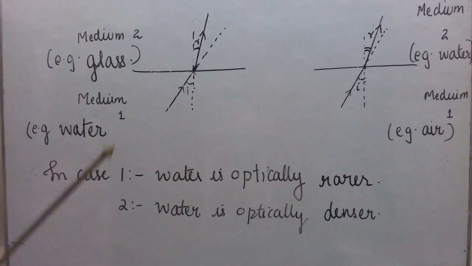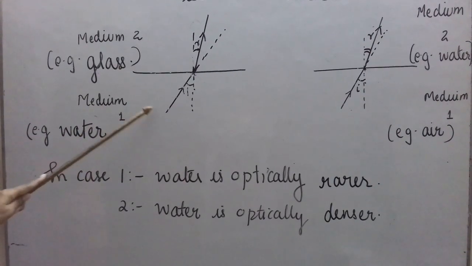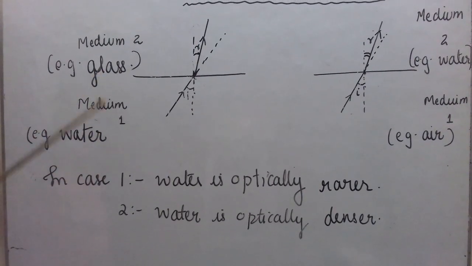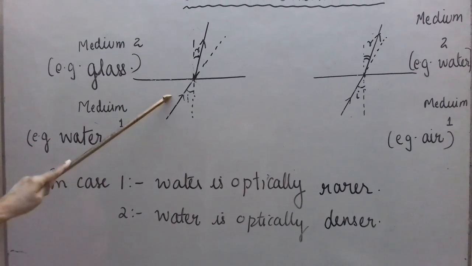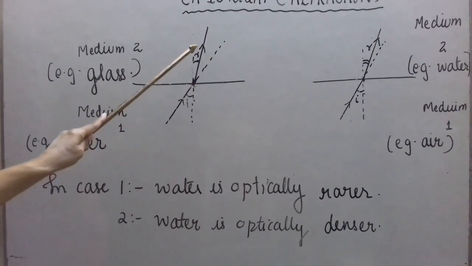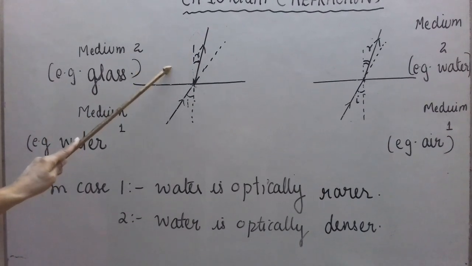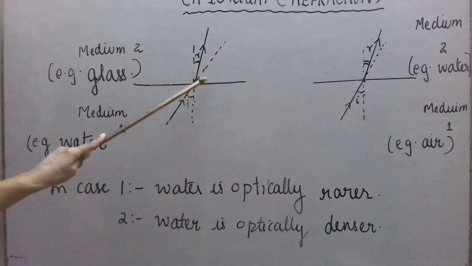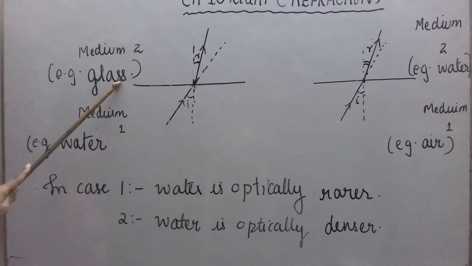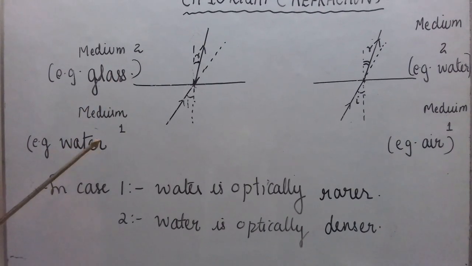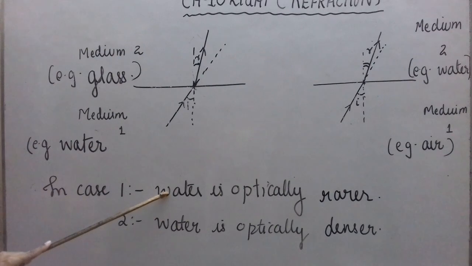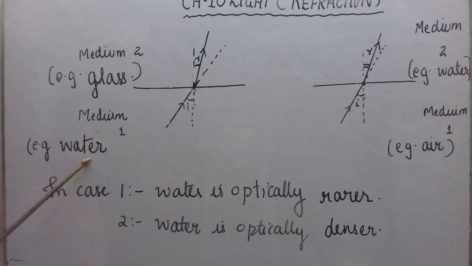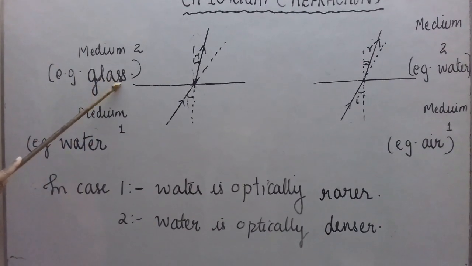For example, let us see here. In the first case, I have taken the first medium to be water and the second medium to be glass. Both are transparent. So the ray from water enters into glass and it bends towards the normal. It clearly shows that when light enters from one medium into another and bends towards the normal, then glass is optically denser and water is optically rarer. So in case 1, water is optically rarer, so the speed of light is more in water than in glass.